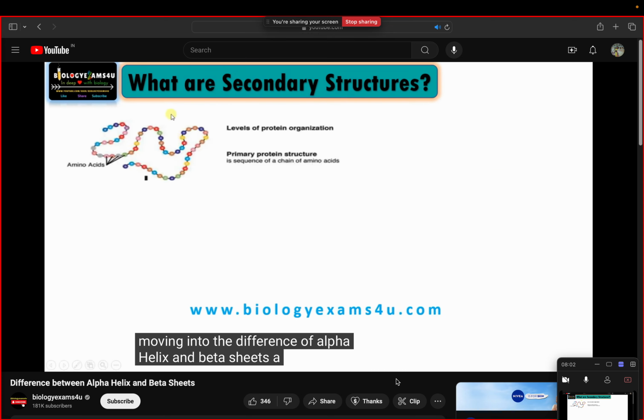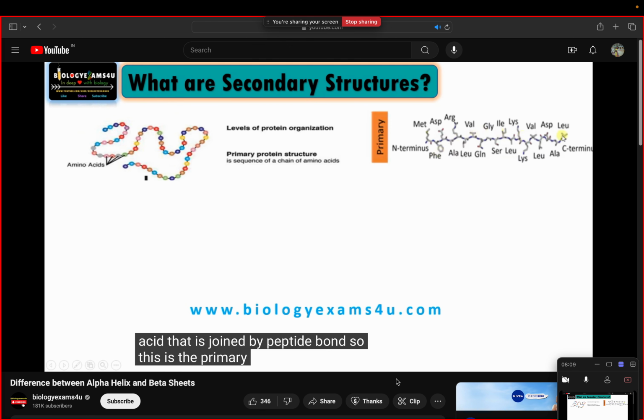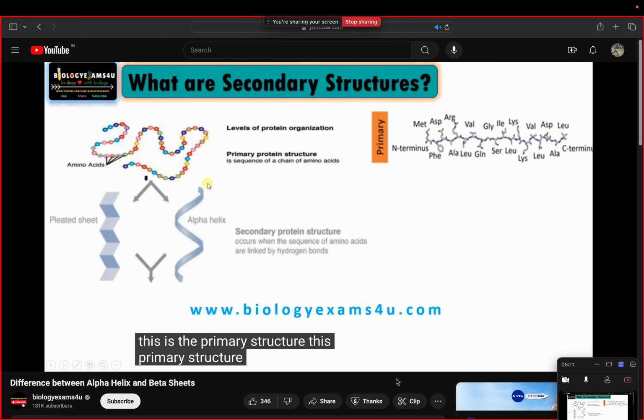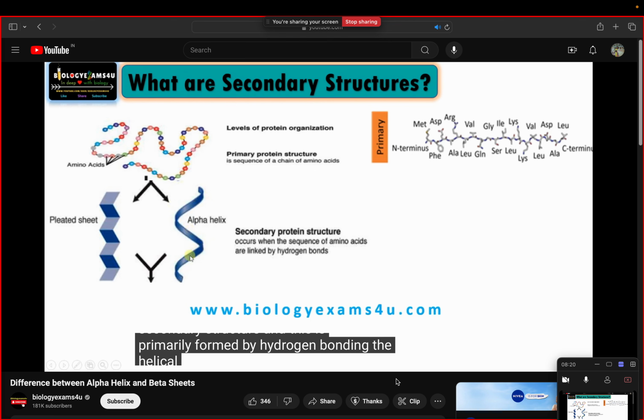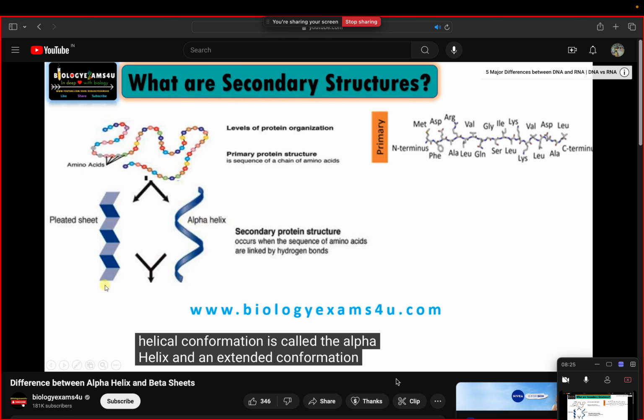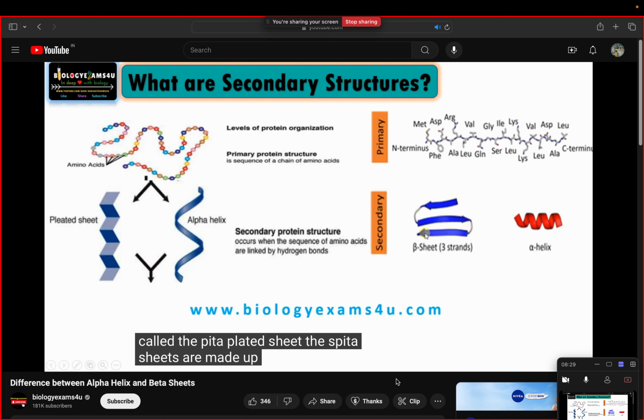Now let us see what secondary structures are before moving into the difference between alpha helix and beta sheets. A primary structure is a linear chain of amino acids joined by peptide bonds. So this is the primary structure. This primary structure undergoes regular repeated folding, forming the secondary structure, and this is primarily formed by hydrogen bonding. The helical conformation is called the alpha helix and an extended conformation is called the beta pleated sheet. These beta sheets are made up of beta strands, and alpha helix is the helical conformation of a polypeptide chain.